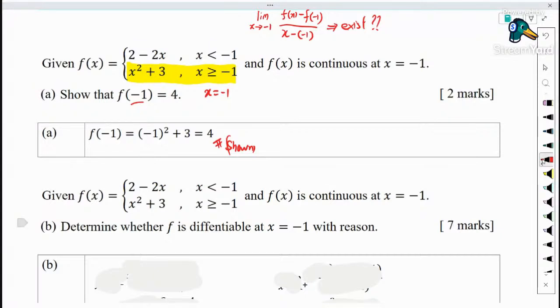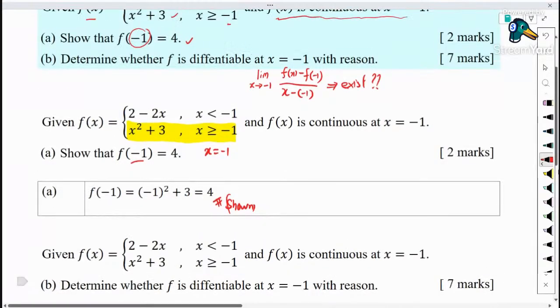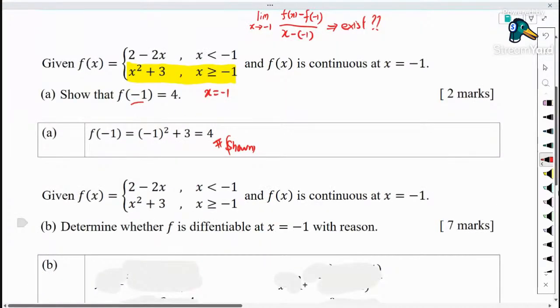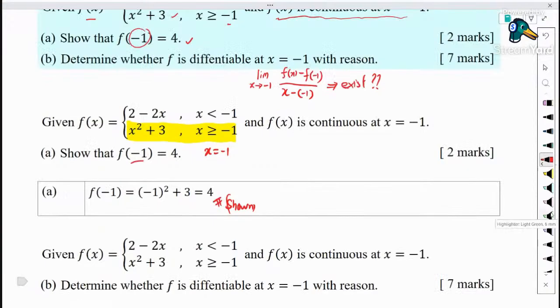Once we get this answer, next, what we need to do is determine whether, as I mentioned earlier, this limit happens to exist or not. So in order to know the existence of the limit, I need to consider the left-hand side limit, x approaching -1 from the left, and the limit as x approaches -1 from the right. Do they have the same value or not?